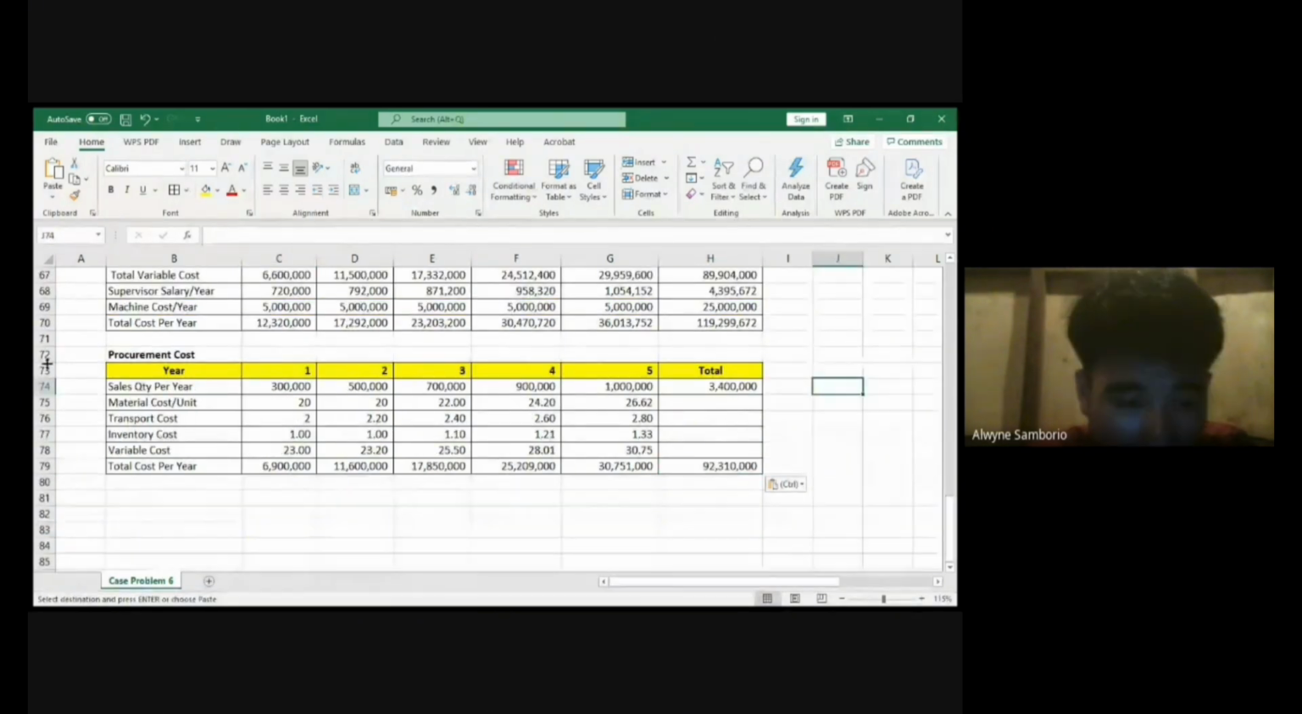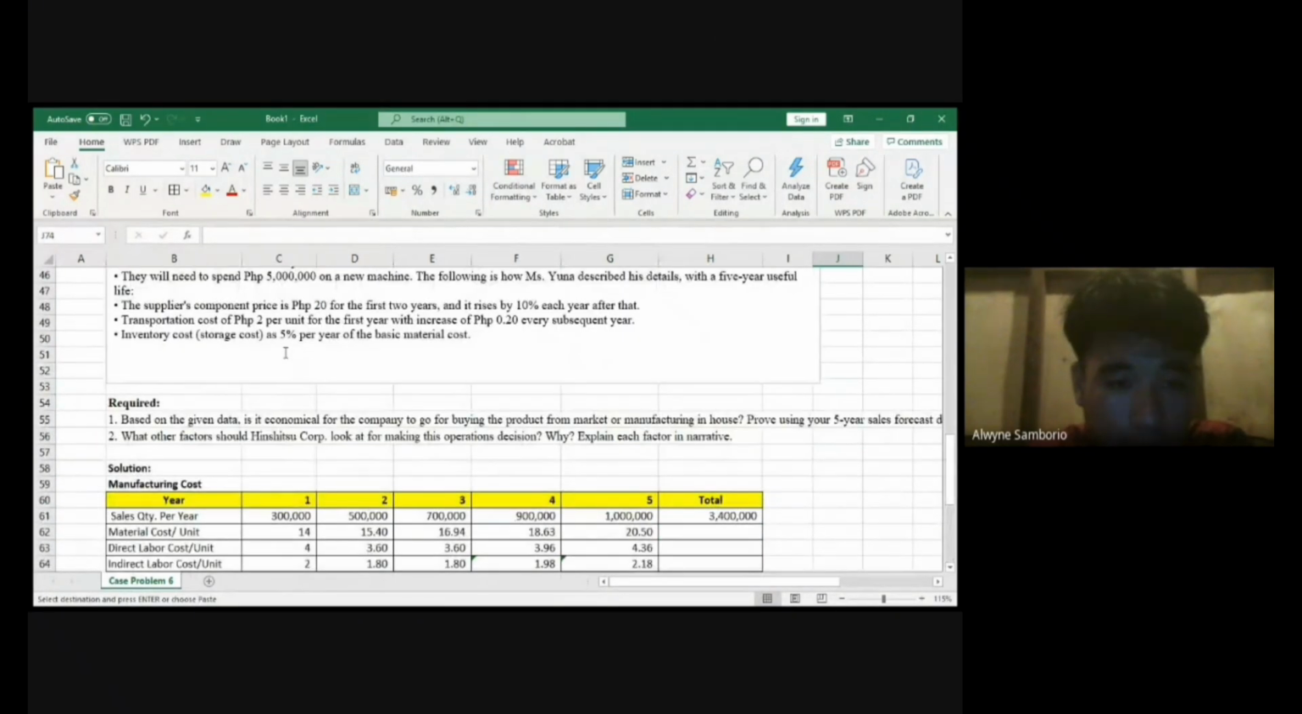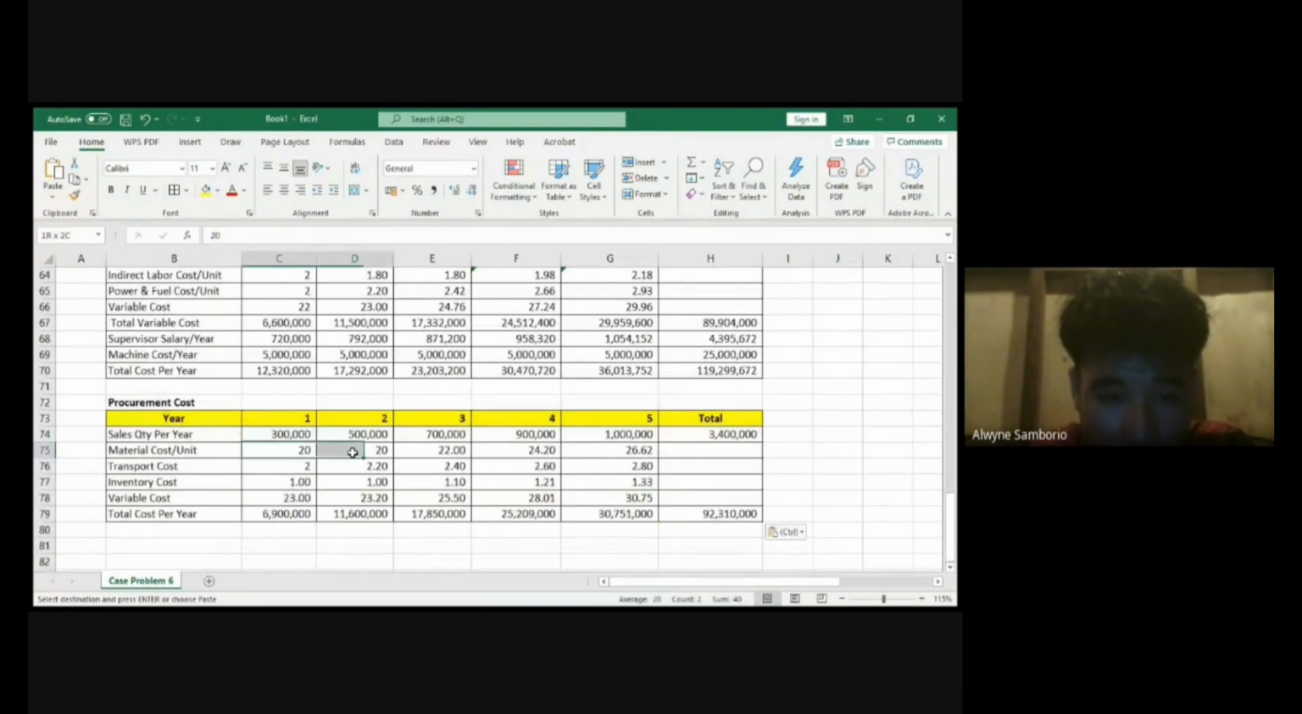Then for the material cost, stated here that the supplier component price is 20 for the first 2 years, and it rises by 10% each year after that. So 20 for the first 2 years, and then 10% each year after that. So 20 times 1 plus 10% is 22. Then in the fourth year it became 24.20, and then 26.62 for the fifth year.